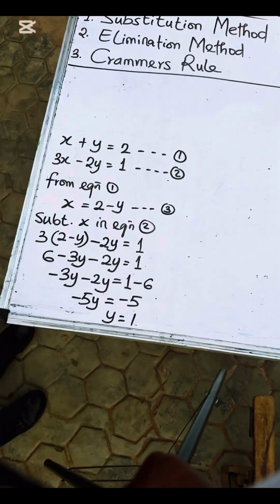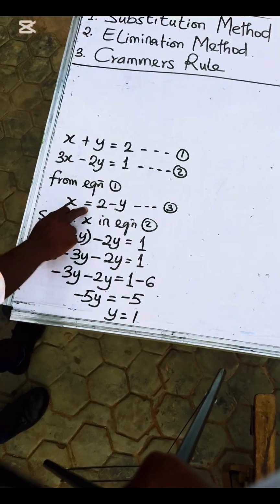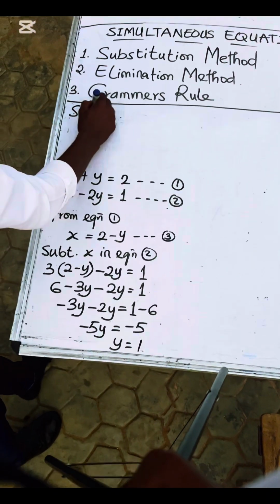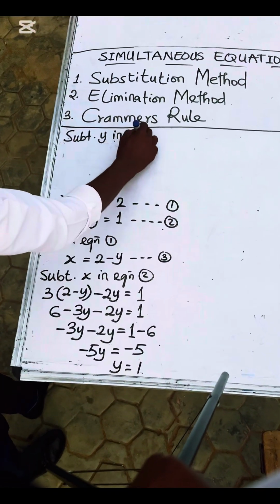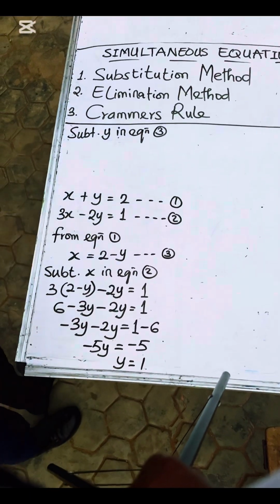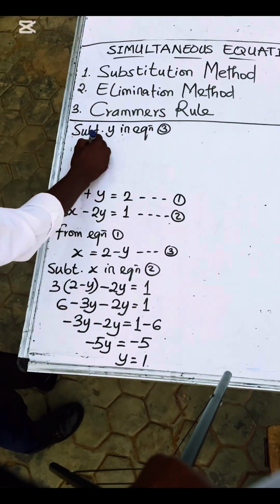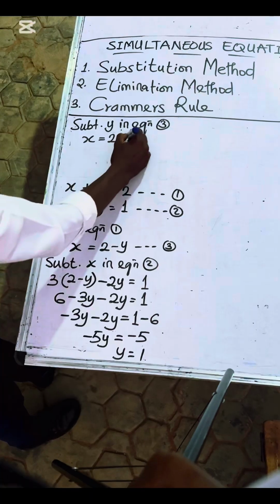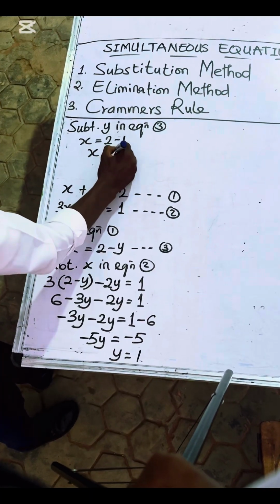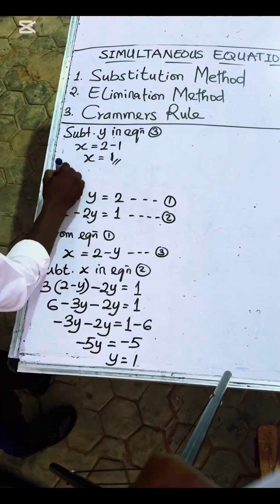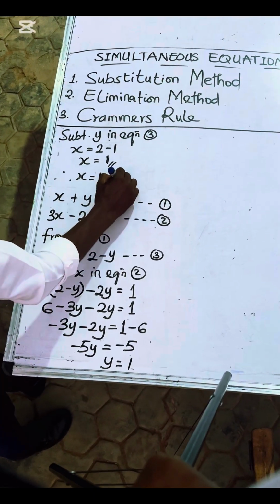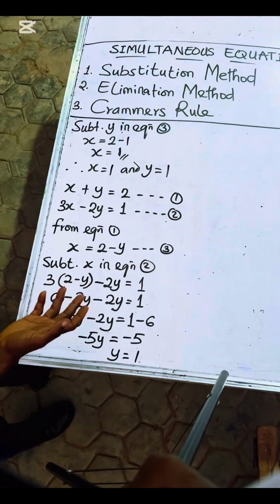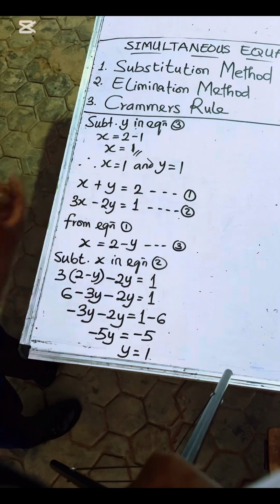Now, we continue. We've gotten our y. Because we have equation 3 where it is simpler to place y, we go back and substitute y in equation 3. This is my equation 3. I will substitute y. x is equal to 2 minus our y, which is 1, so x is equal to 2 minus 1, and 2 minus 1 is what? 1. Therefore, x is equal to 1 and y is equal to what? 1. So in the equation, x is equal to 1 and y is equal to 1.